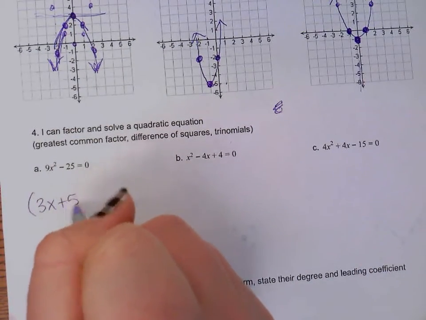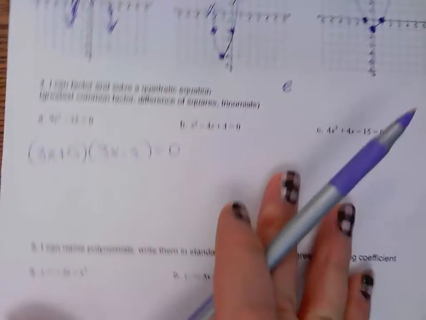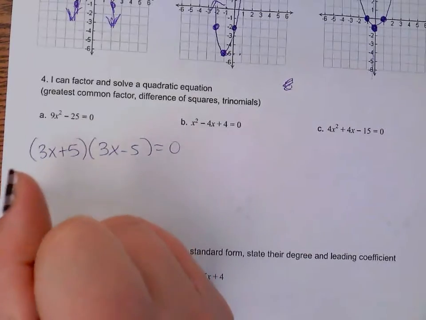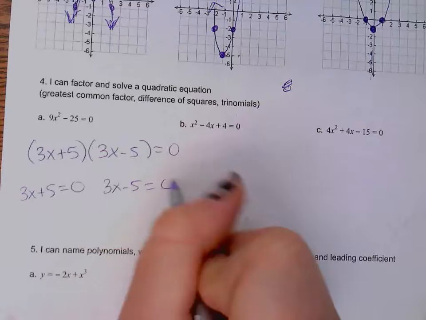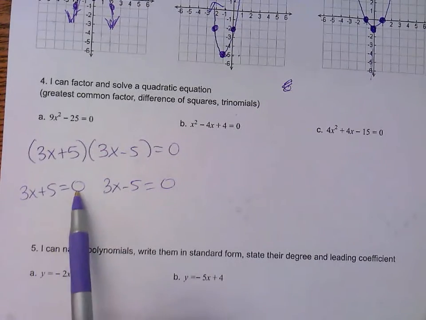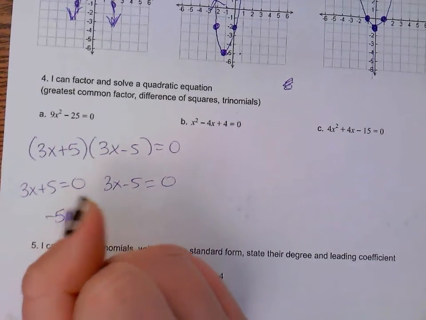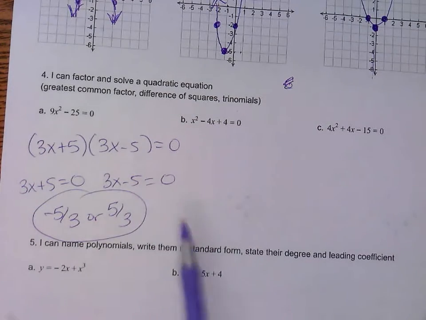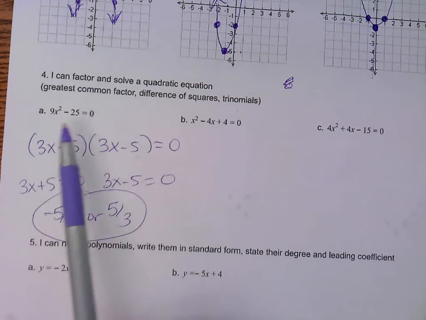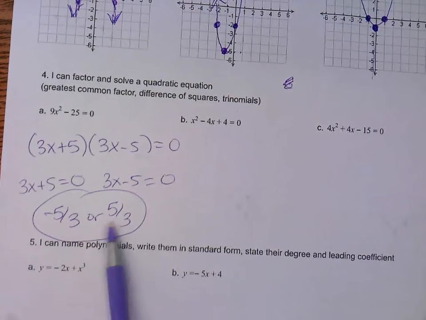So 3x plus 5, 3x minus 5 equals 0. When you then have to solve these, it's the zero product property, and you can set each part equal to 0. So if 3x plus 5 equals 0, you're going to subtract 5 to the other side and divide by 3. So negative 5/3 or positive 5/3 are your x-intercepts, right? So yeah, if I say to factor, then you're going to leave it at this step. And if I say to solve, you're going to go all the way to this step.